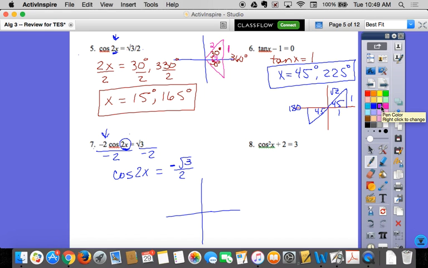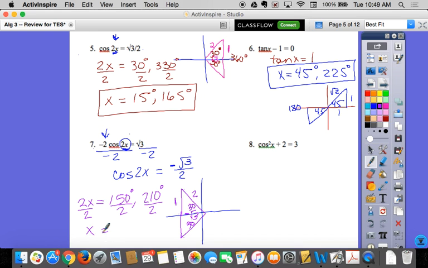Where is cosine negative? Well, that would be in second and third. Alright, cosine is again adjacent over hypotenuse. Well, the 1 is still over there. So that's still going to be 30 degrees. So you got a 30-degree triangle in both places. So 180 minus 30 is 150. And 180 plus 30 is 210. Still got to come in here and divide by 2. So that's going to give me 75 degrees and 105 degrees. There's my 2 answers.